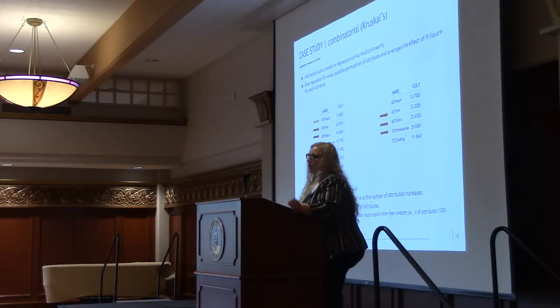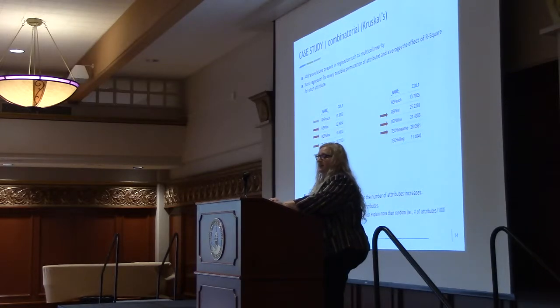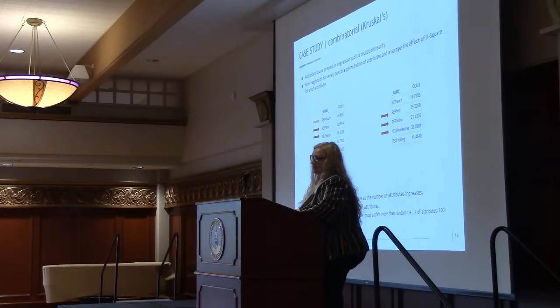Any idea why we could call this combinatorial when we look at Kruskal's type of analysis? It combines the regression runs over a number of different runs. It's not just relying on one run, and so it helps to address the issues we sometimes have with collinearity. It parses out the contribution that each variable has, and it averages the effect of the R square.